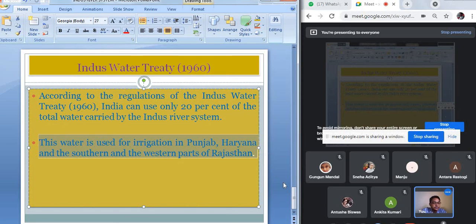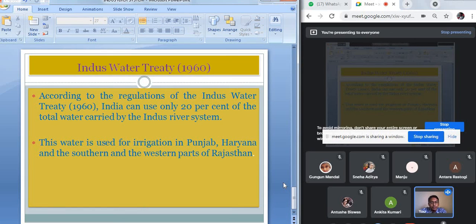Now you may have a question: why will India use only 20%, because the river flows from our country first, so why will Pakistan use more water? You have seen that a major portion of the drainage basin lies in Pakistan, and a small portion of the drainage basin of the river Indus lies in our country. So they have more right to use the water of this river Indus, and that is why according to the treaty, they have been allowed to use 80% of the water of the river Indus, and 20% of the water will be used by us.